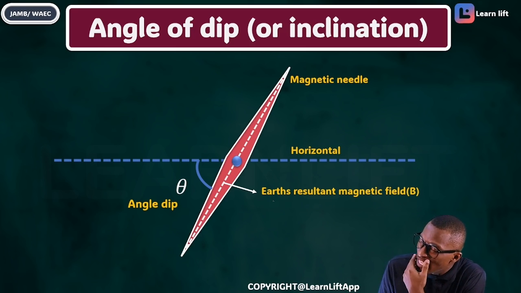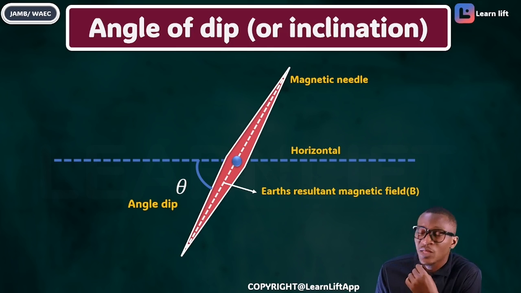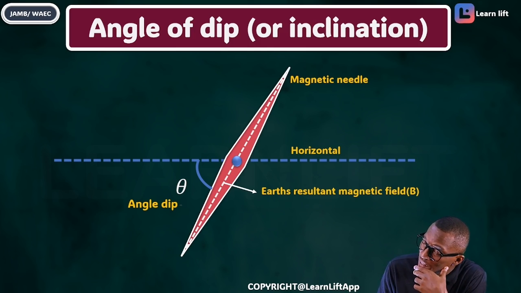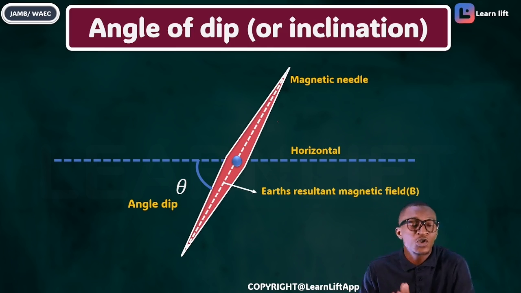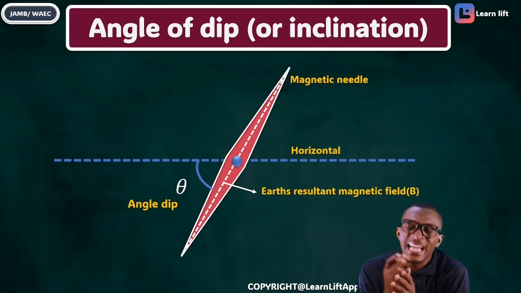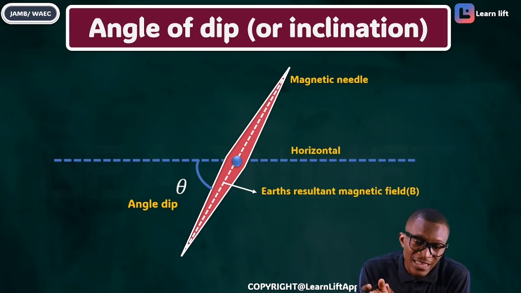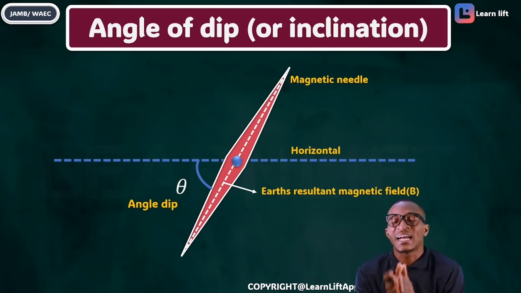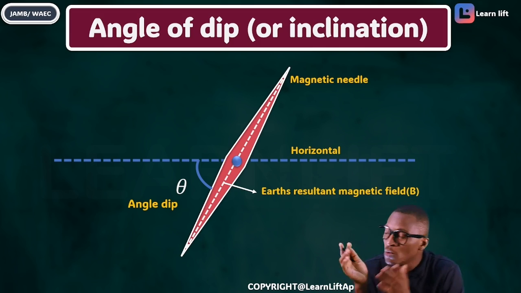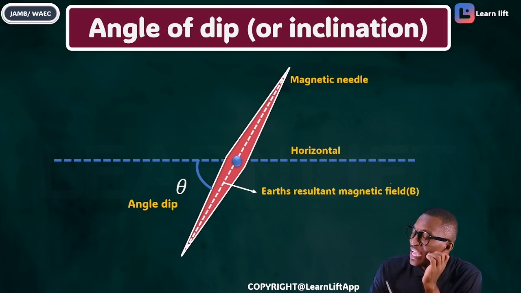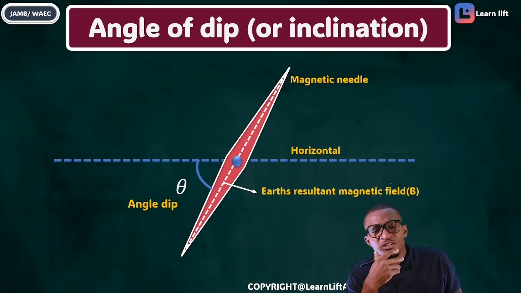This line that you are seeing is called the magnetic field. What type of magnetic field? It is the earth's resultant magnetic field. It's running through either the compass or the magnet. That imaginary line that is running at the center of the magnet or the compass needle, we call it the earth's resultant magnetic field. The angle between the horizontal and the earth's resultant magnetic field is called the angle of dip. So everybody, what's it called? It's called the angle of dip.